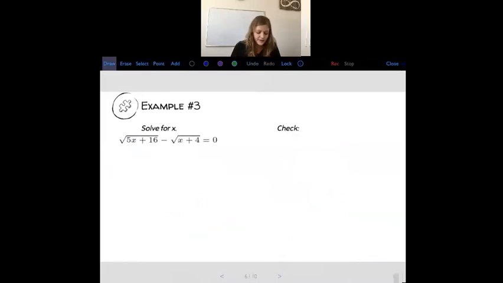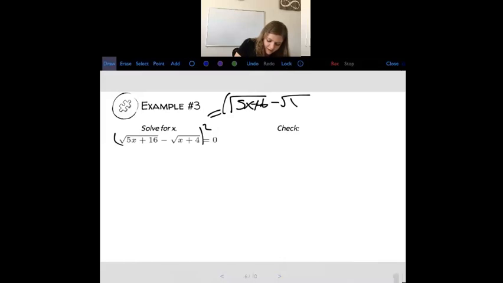Example number 3. Square root of 5x plus 16 minus square root of x plus 4. Now the temptation with this one is to start off with squaring both sides. But if you do that, take a look at what happens. If you were to square the entire left-hand side, this means square root of 5x plus 16 minus square root of x plus 4 times itself.